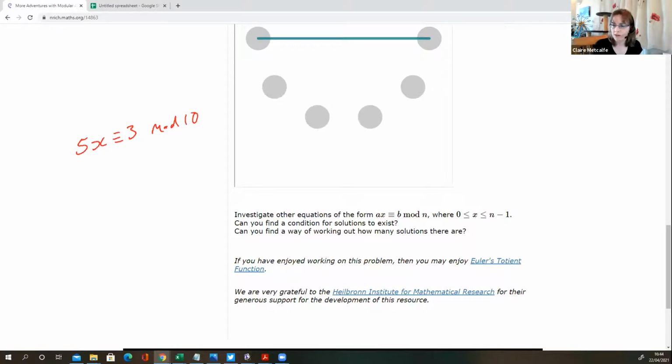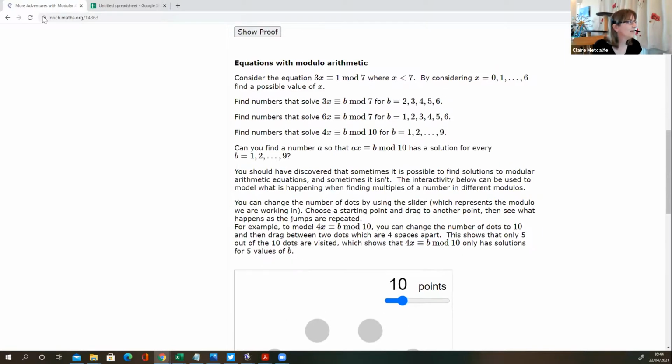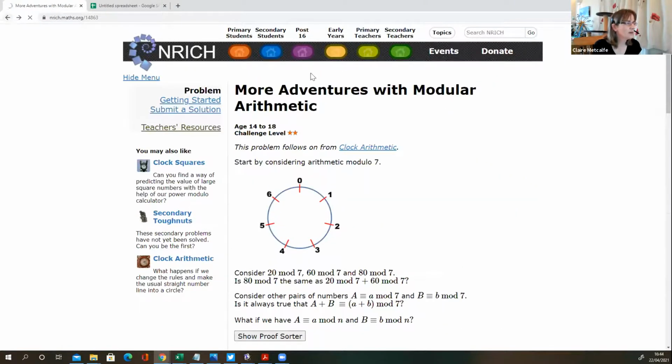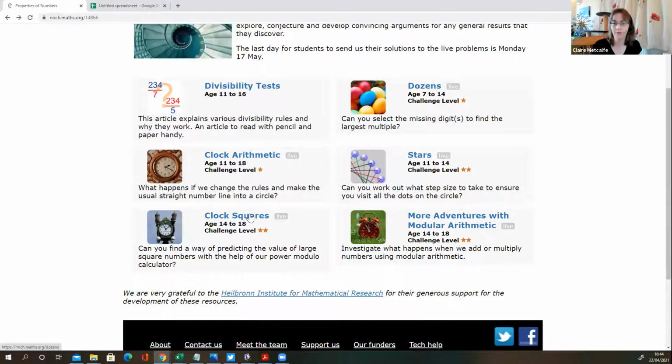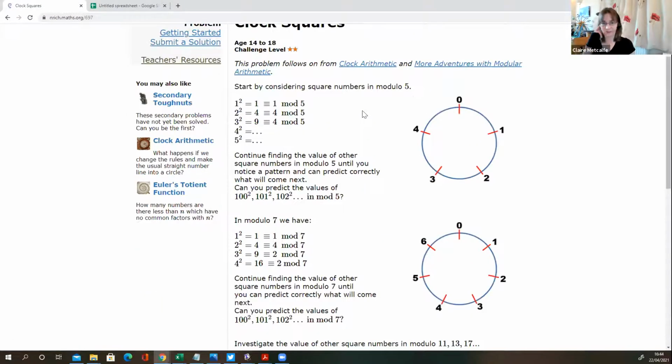Right, how are we doing for time? 15 minutes. We'll very quickly show you one more problem from the secondary feature, which is clock squares. And then we'll race through the extra parts of this post-16 feature.